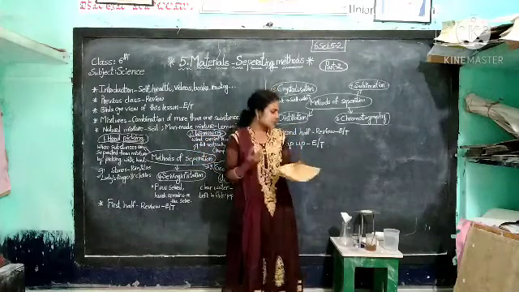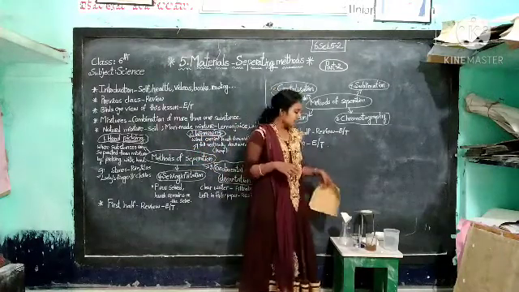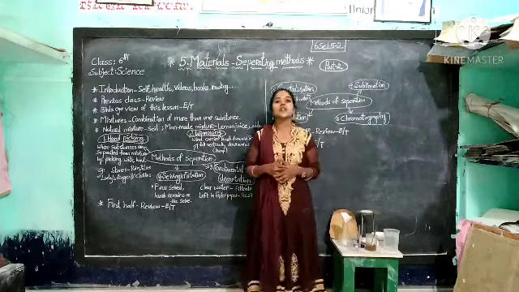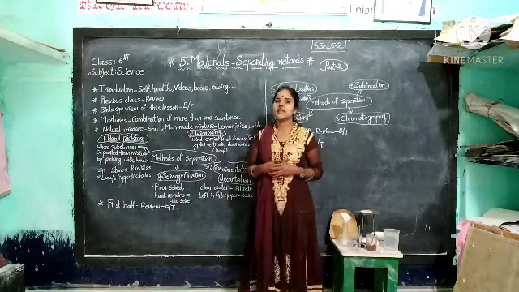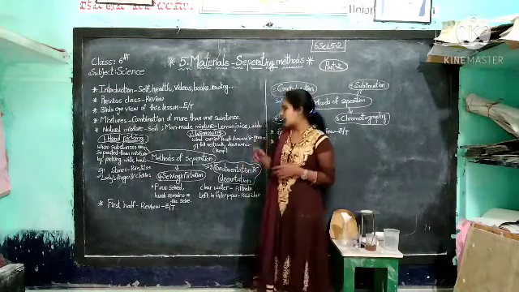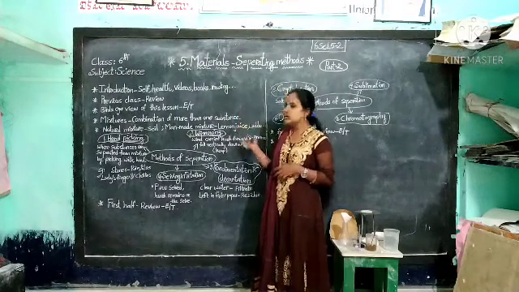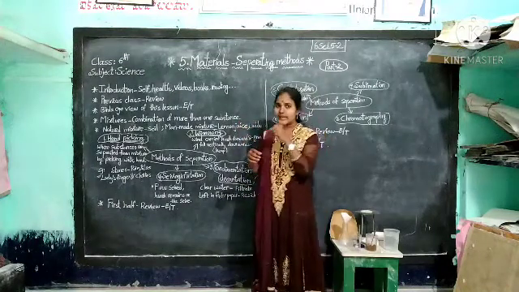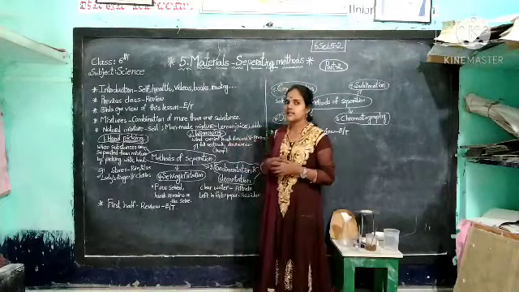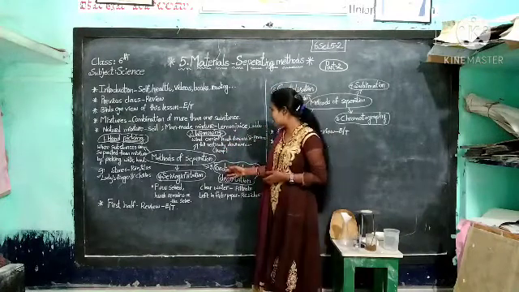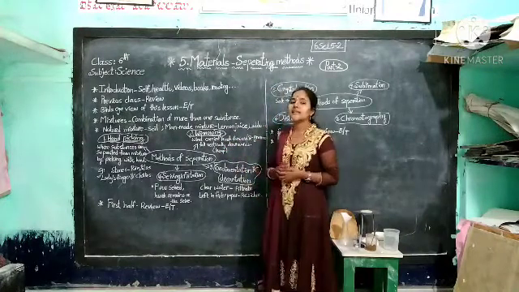After that he uses those grains. This method is called winnowing. What is that? Winnowing. Did you understand? Most of the farmers use this method to get grains. Okay, children, and the next one is sedimentation and decantation.